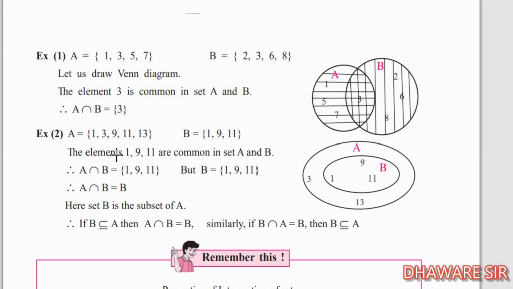What is our definition for the intersection? The set of the elements having the common elements in both sets. And in the second example, let us first read the example. A is equal to 1, 3, 9, 11 and 13. B is equal to 1, 9, 11. So what are the common elements? Let us see. 1, here is also 1, 9, here is also 9, and 11, here is also 11.